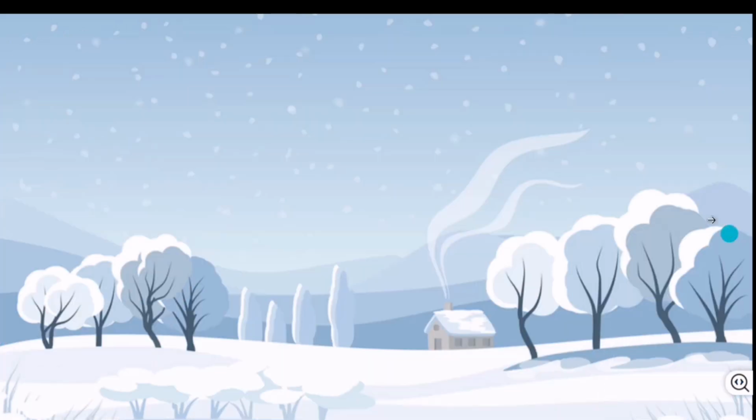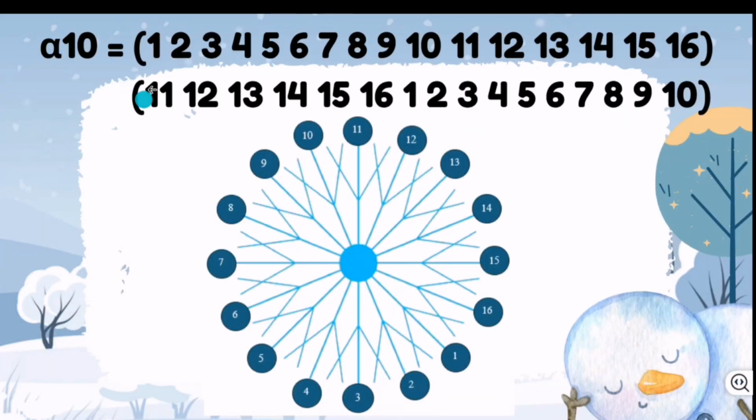And for our alpha sub 10, we have 1 to 11, 2 to 12, 3 to 13, 4 to 14, 5 to 15, 6 to 16, 7 to 1, 8 to 2, 9 to 3, 10 to 4, 11 to 5, 12 to 6, 13 to 7, 14 to 8, 15 to 9, and 16 to 10.